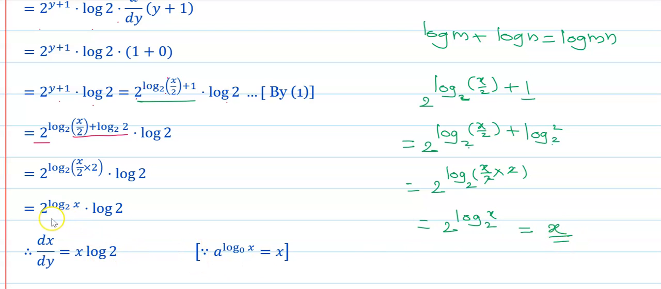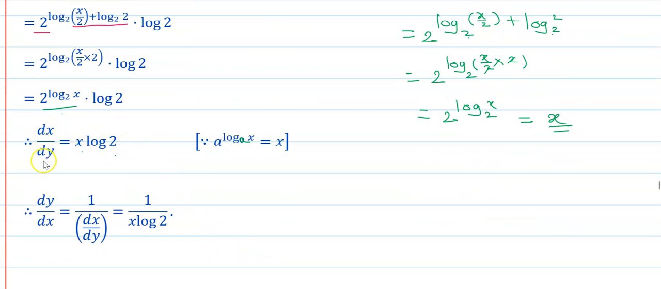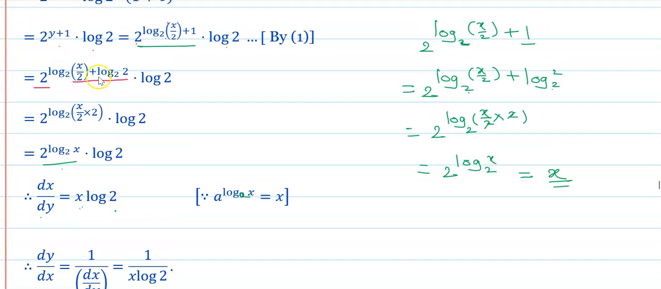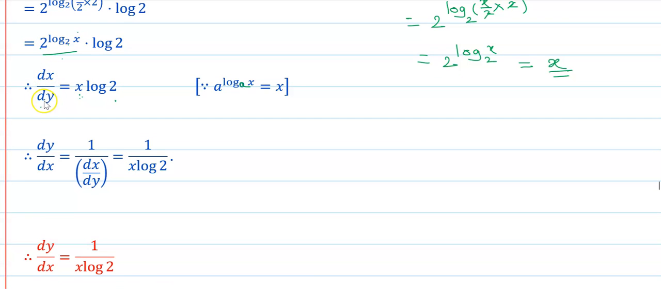And this is nothing but x into log of 2. Hence dx upon dy is equal to x log of 2. You can see here, log of 2 to the base 2, then the product of these two, log of x by 2 into 2 to the base 2. The 2 gets cancelled, you get log of x to the base 2, and 2 raised to log of x to the base 2 is nothing but x. So x into log of 2, and overall you are getting dx upon dy.